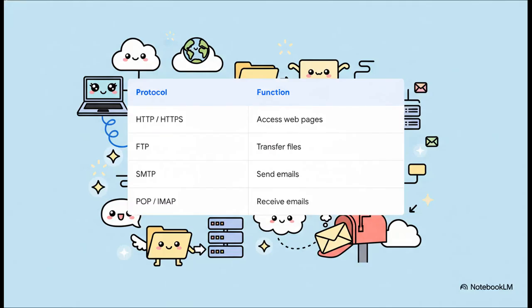Let's look at some common internet protocols. Each has a very specific function. For instance, HTTP and HTTPS are the protocols used to access web pages. FTP, which stands for File Transfer Protocol, is designed for transferring files. For email, SMTP is used to send emails, while POP or IMAP are the protocols used to receive them. You see, each protocol is designed specifically for its job.